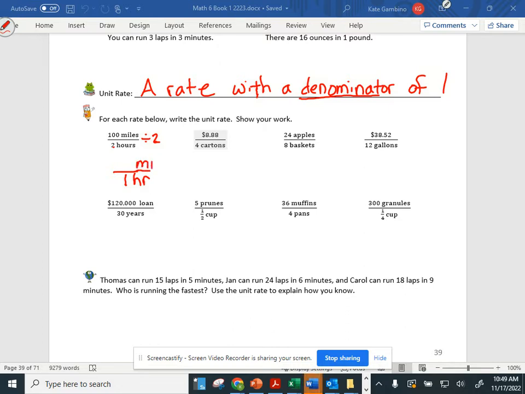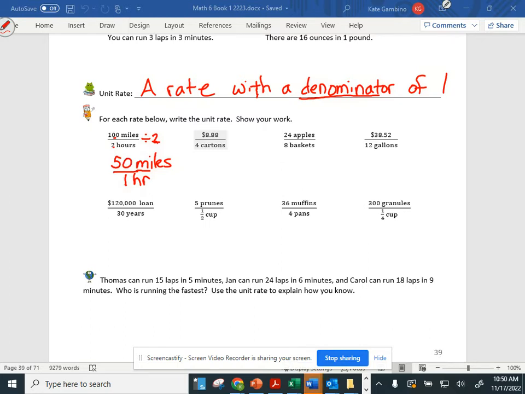How can I figure out how many miles are for 1 hour? James? Because 100 divided by 2 is 50. Whatever I did to that denominator, I have to do to my numerator. So I have to say 100 miles divided by 2 gives me 50. That is my unit rate.